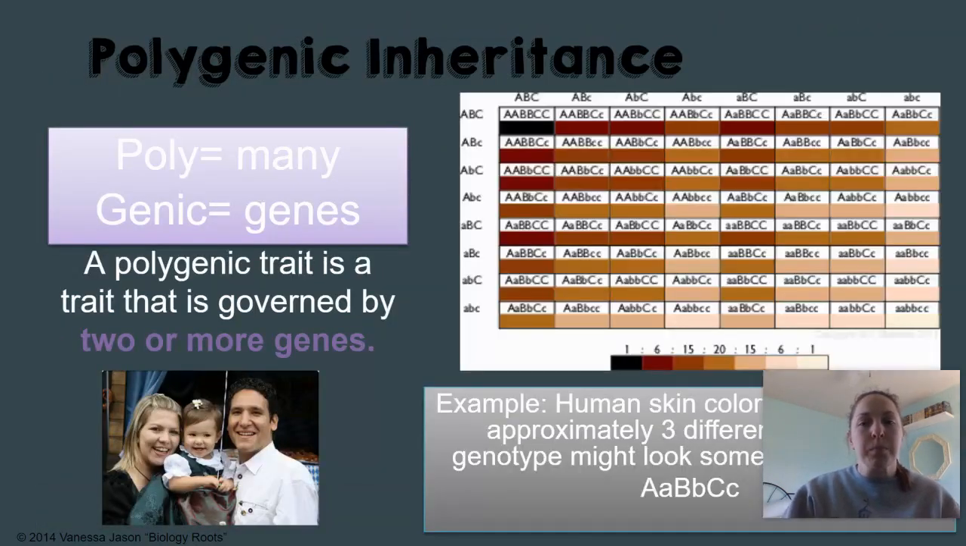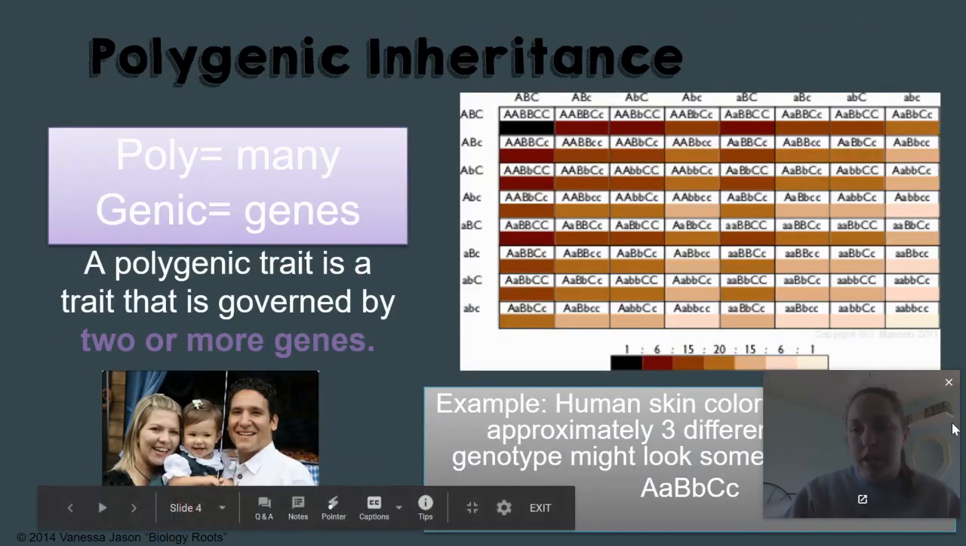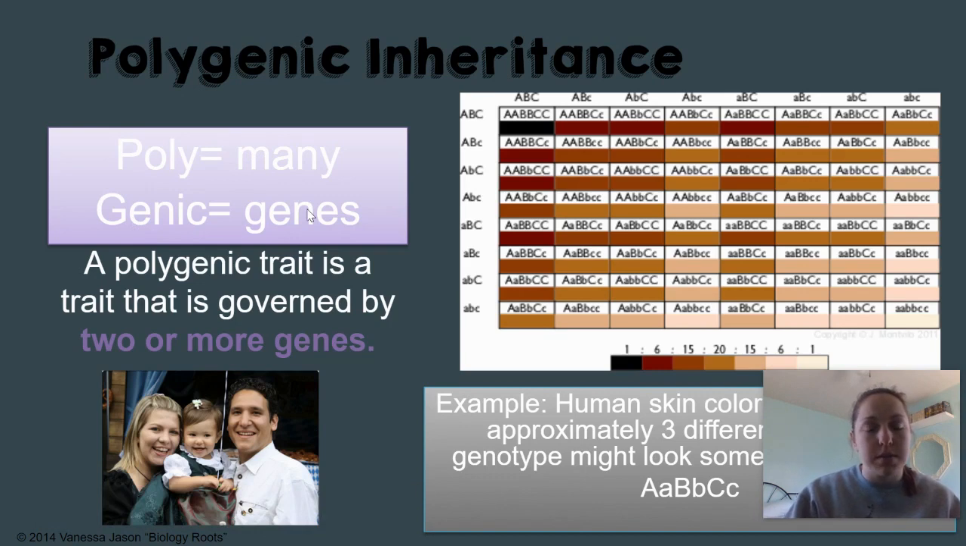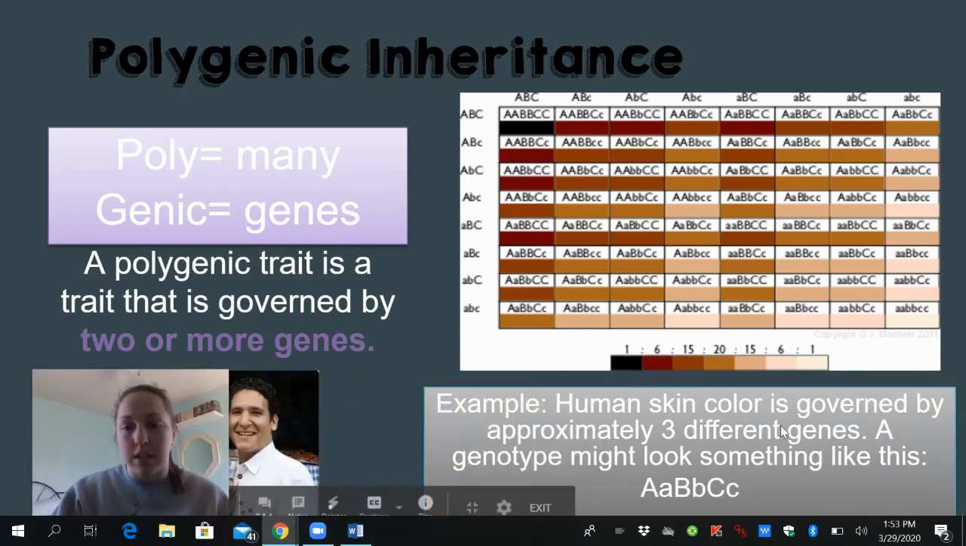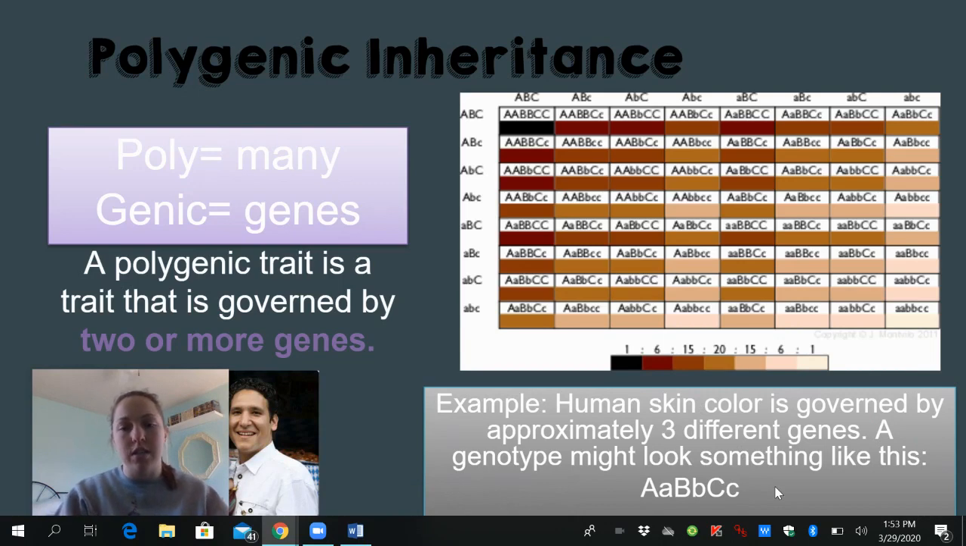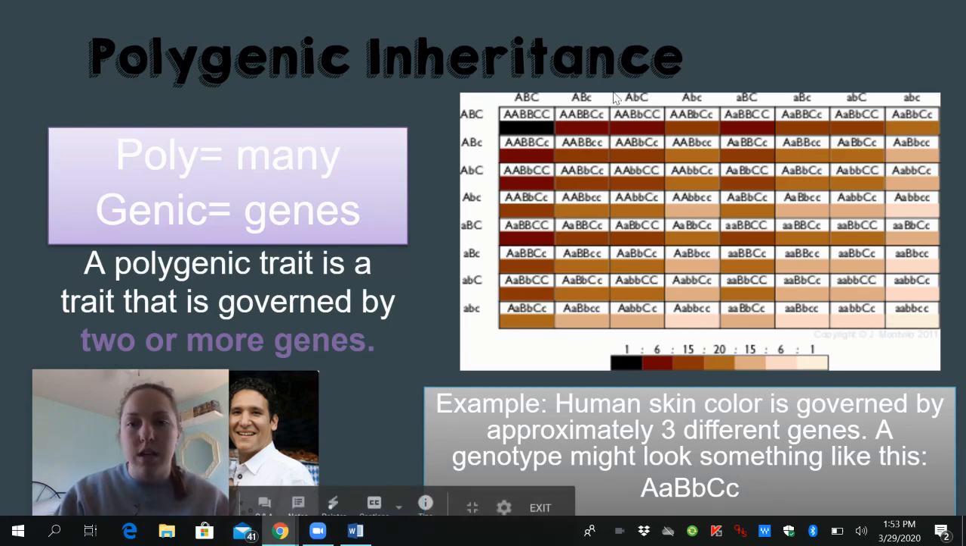But we're going to start with this idea of polygenic inheritance. Poly means many, and genic means genes. So it just means that multiple genes are governing a particular trait. One of the easiest ones to talk about is skin color. Down here on the right-hand side, there's about 3 genes that turn out to be skin color, and they work together to create your skin tone. So that's why there's so many different skin tones out in the world.